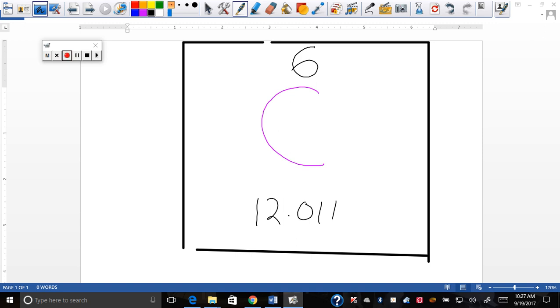All right, let me tell you what these numbers mean. So draw this, and we're going to label. You ready, Layla? The number 6 means the atomic number, and it is the number of protons. Also called the atomic number.